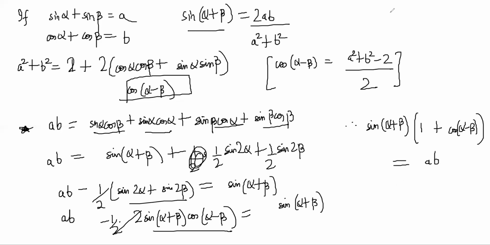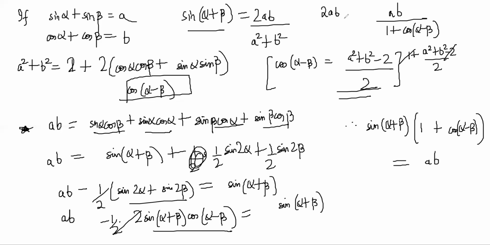So sine alpha plus beta is AB by 1 plus cos alpha minus beta. And cos alpha minus beta we had gotten already. So you get it as a square plus b square minus 2 by 2 plus 1. So 2 plus this becomes a square plus b square, the 2 cancels. So it becomes 2ab by a square plus b square.